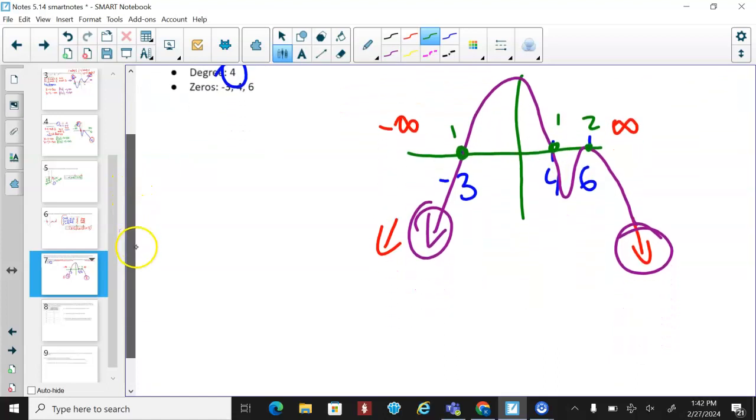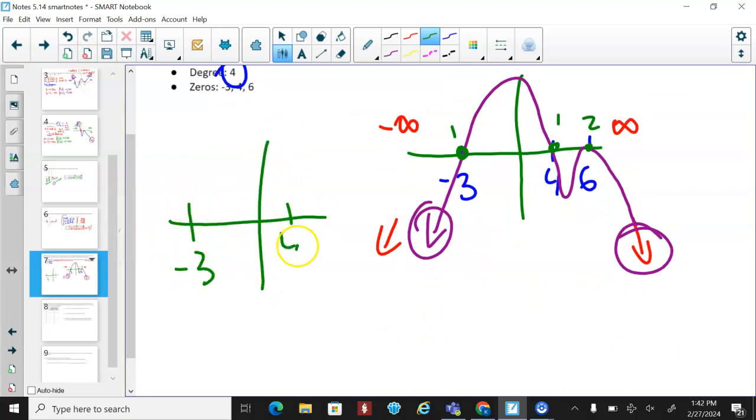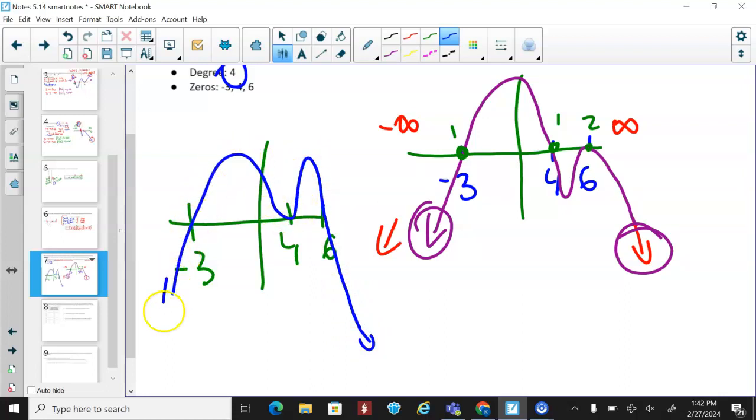I can write another function where, again, this is -3, this is 4, this is 6. And again, I can make the 6 a slice, and then the 4 a bounce, and then the -3 a slice. So again, here I had 6 as a bounce. Here I have 4 as a bounce.